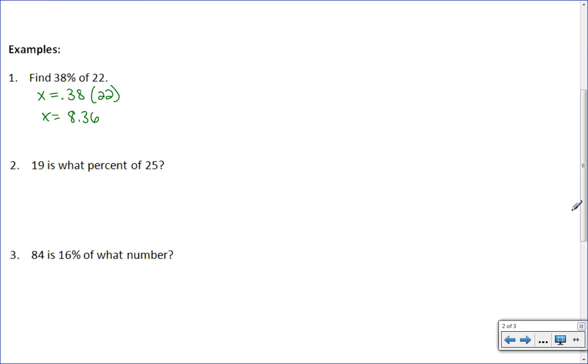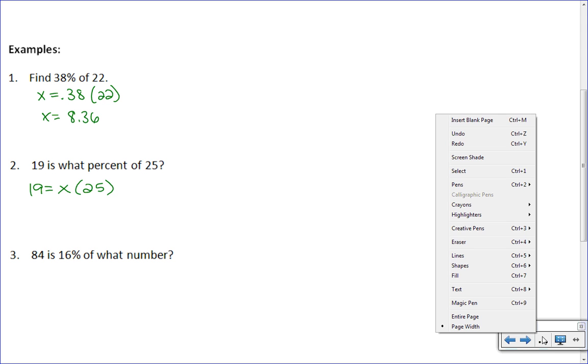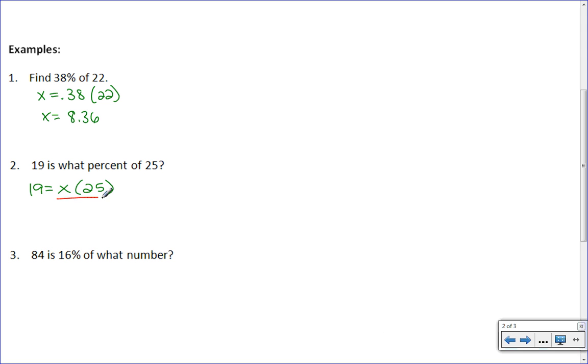Okay. For number 2, it says 19 is what percent of 25? So we have 19 is, that's the equal sign. What percent? Well, we don't know. We'll just label it X for now. Of 25. Well, we're going to solve this just like a normal equation. So we will go ahead and divide both sides by 25.